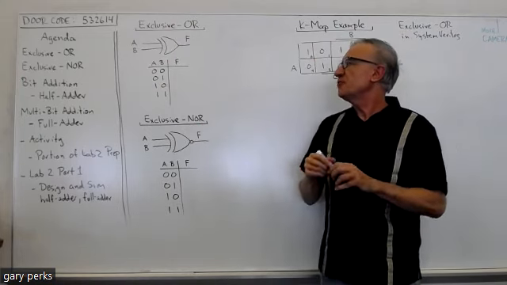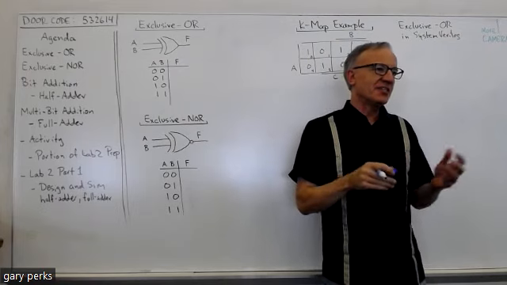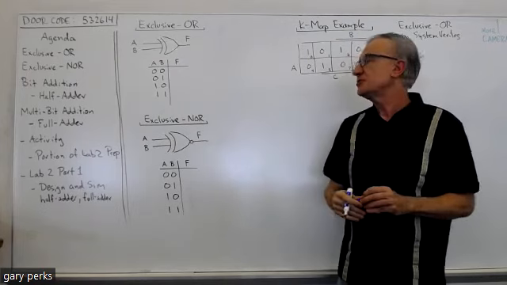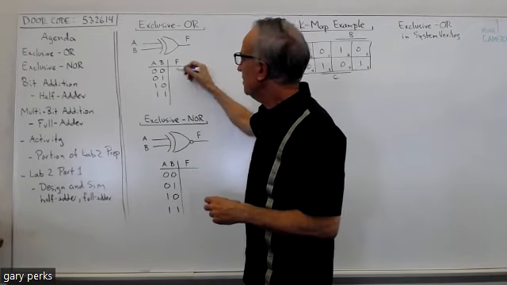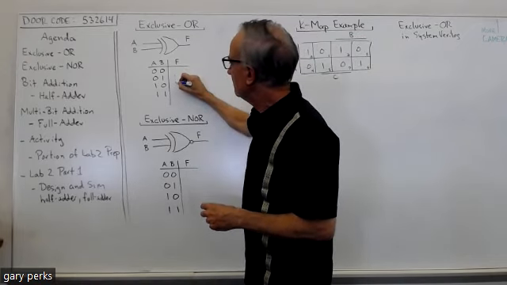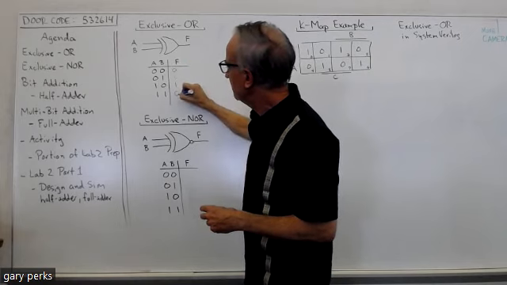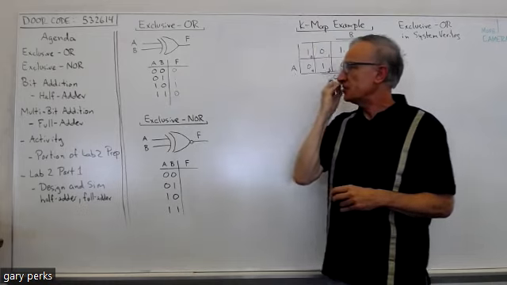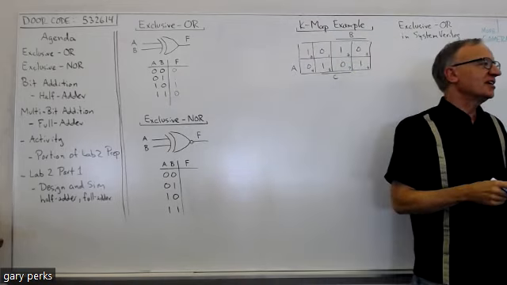And then the truth table for an exclusive OR is unlike any other truth table that you've seen thus far, and that's why it's its own separate gate. An exclusive OR, you only get a 1 out when the inputs are different. So you only get a 1 out if A and B are different values. If A and B are the same value, you get a 0 out.